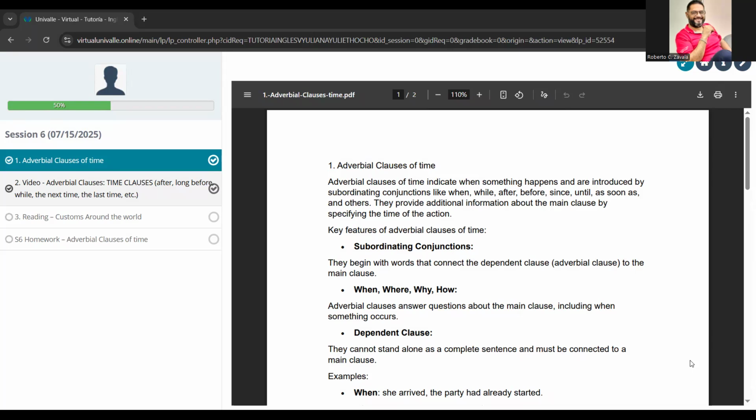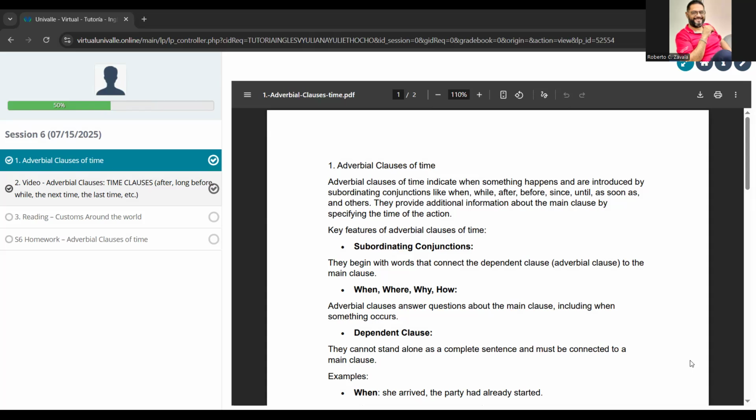In this session, we're looking at adverbial clauses of time. Basically, a clause is additional information that we use to show time in this sense. It's additional information. That's what a clause is. So let's look at our grammar explanation.